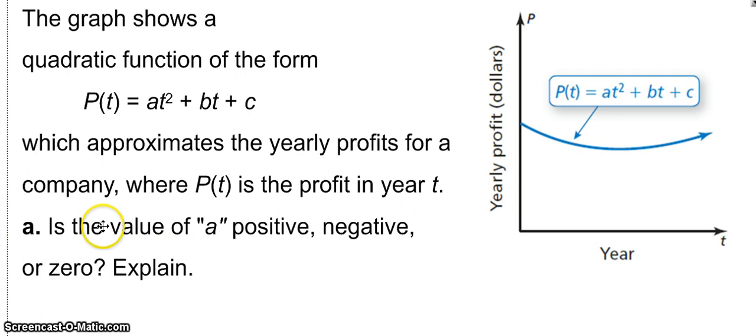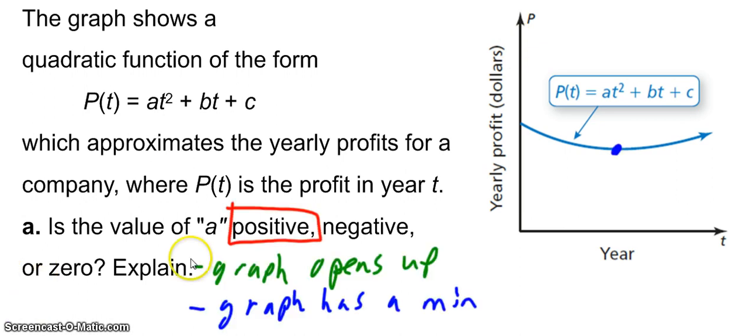So first question, is the value of a in this equation positive, negative, or 0? Well, from just the equation, we don't know, but from the graph, we do know. So pause the video, write down, is it positive, negative, or 0, and your reasoning why. Unpause when you're ready to discuss. All right, so hopefully we said that it's positive.